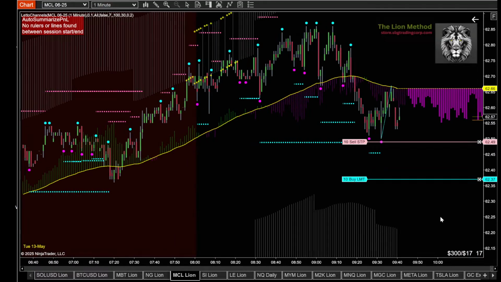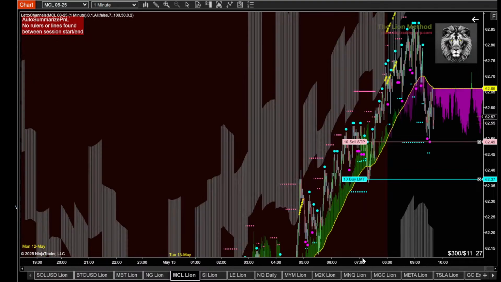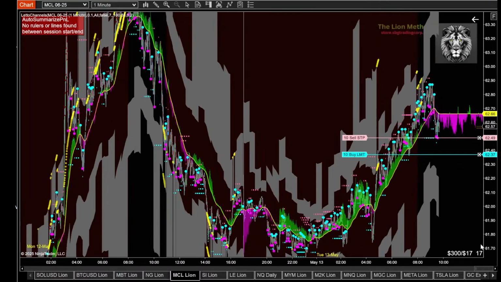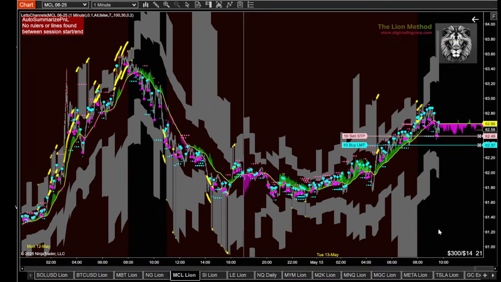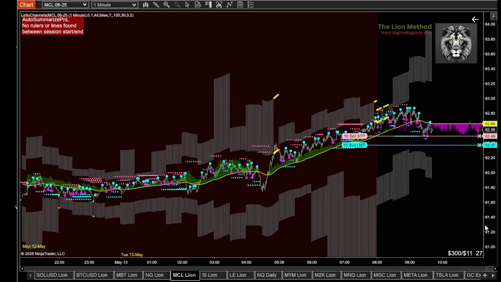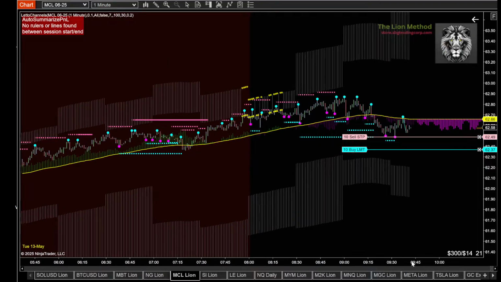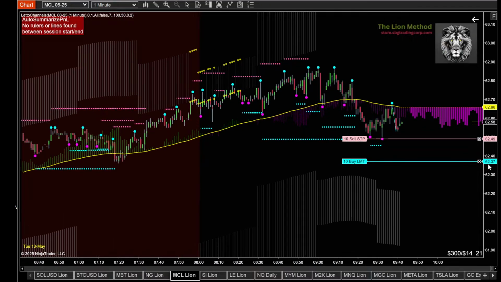Crude might still be a short here. I'm going to try a trend trade. Crude has been up and down, hasn't it? All right, well, if we get short here, I'll put a stop above that, right at that blue dot here.